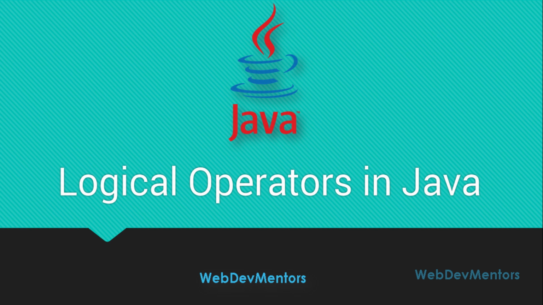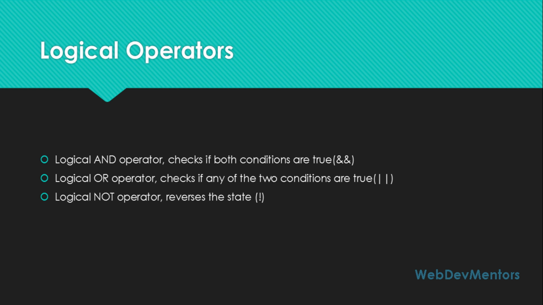So in this video, we're going to see about logical operators in Java. Logical operators have three operators. They are logical AND operator, logical OR operator, and logical NOT operator.